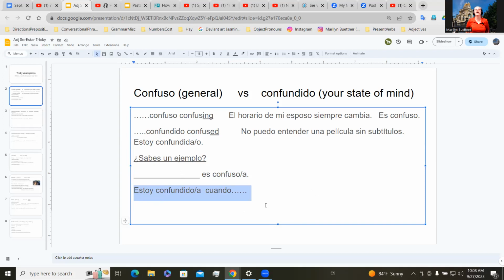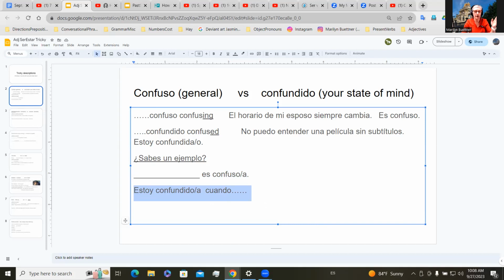Estoy confundida. Confundida, sí. A la vez, at the same time, sí. A la vez, yeah, sí. Example, okay. Estoy confundida, pero buen ejemplo, sí.